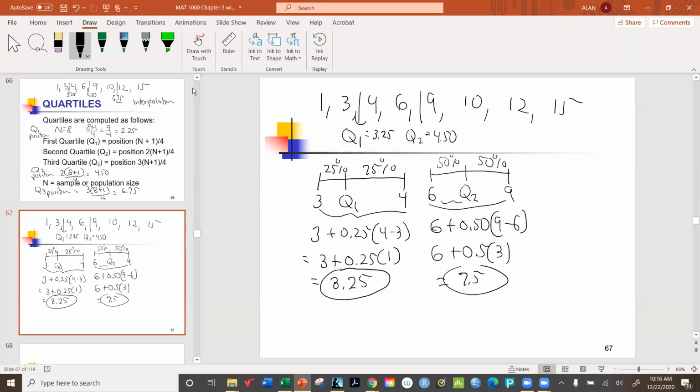Now, if you applied our technique for the median, remember you were told that you would take the average of the two in the middle, 6 plus 9 over 2. What do you know? It's the same thing. So this is basically a double check. Because remember, the median and the second quartile are the same thing. And then number 3, 6.75.